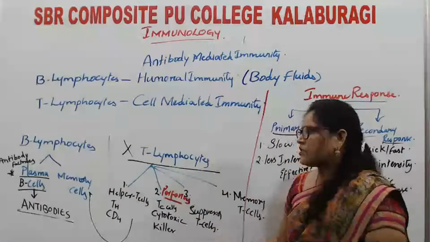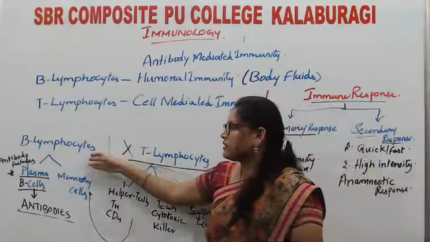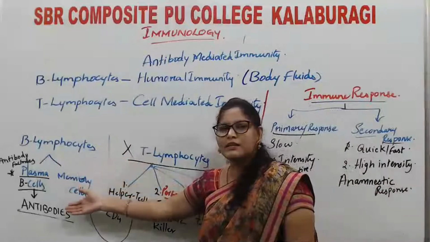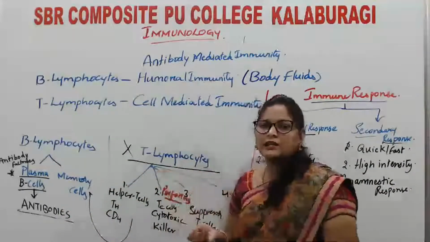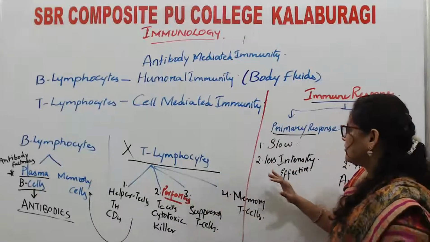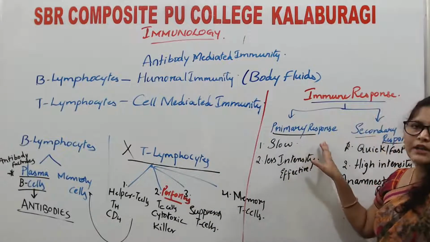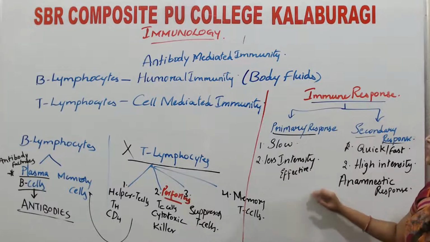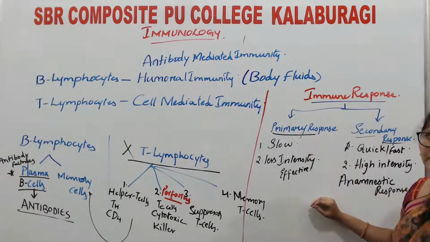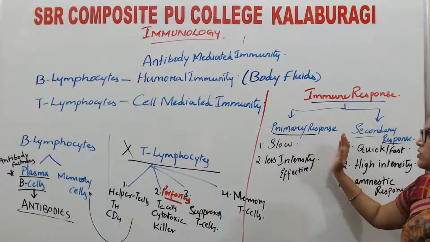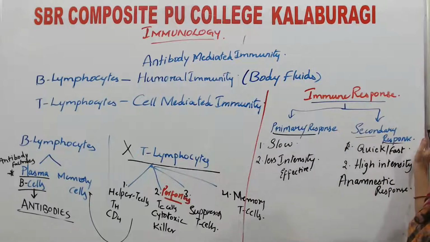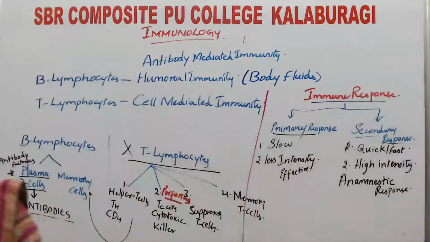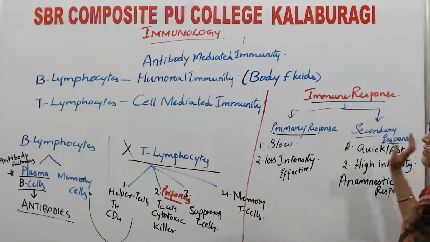But in the primary response, the B lymphocytes have to proliferate into plasma cells and prepare the antibodies. So for recognition and interaction with the antigen, it will take time and be less effective in the case of primary immune responses. Is that clear? So the primary immune response is slow and less intensive, whereas the secondary immune response is quick with high intensity. Is that clear?